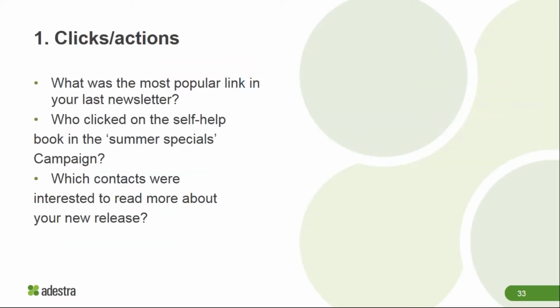Just to give you some examples, the number one suggestion to segment is on clicks and actions, and Rob referenced that. So questions you could ask yourself to find ways to segment are: what was the most popular link in your last newsletter? Could you do something more about that? If it was something to do with automation, for example, could we do a newsletter around automation and send it to the people who are interested in that particular topic? Or, who clicked on the self-help book in the summer specials campaign? Maybe those people could benefit from a follow-up campaign featuring only self-help books.